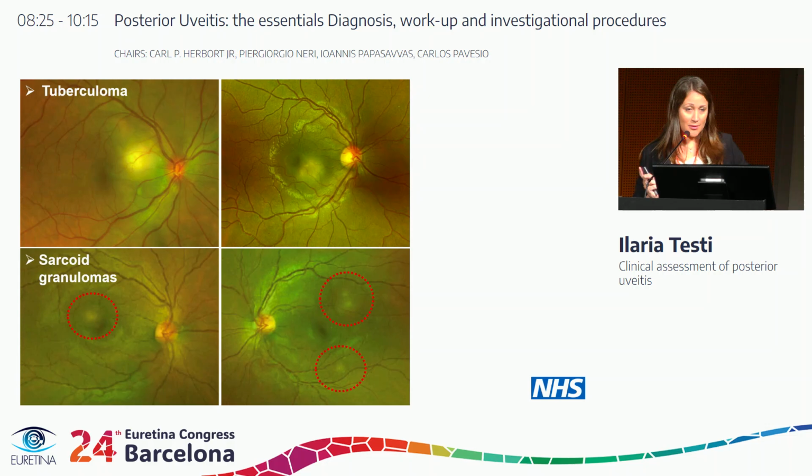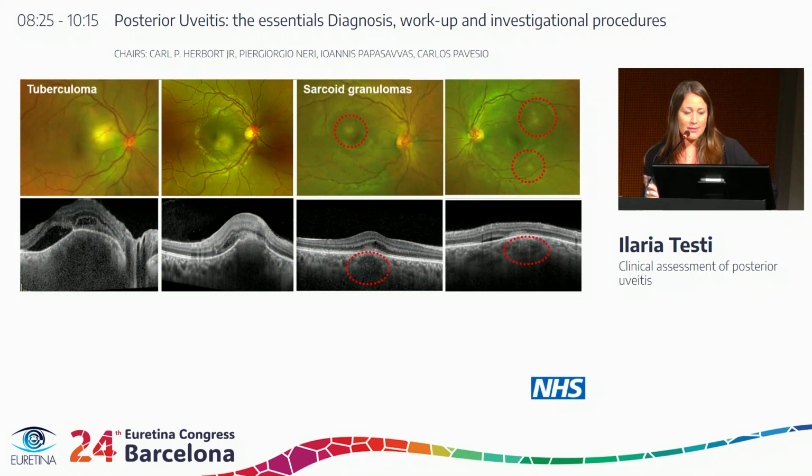And you can see here the differentiation with the sarcoid granuloma. They are usually smaller, multiple, just randomly located at the posterior pole, and you can see that they are dull yellow, so they are quite different. And this is seen better on the OCT scan.